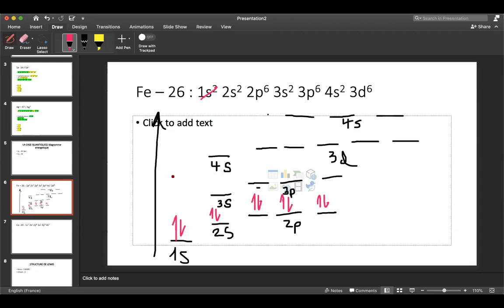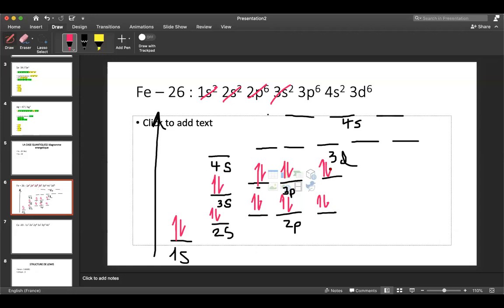The 2 you're seeing here is the 2 you're seeing here. The 6 you're seeing here is the 1, 2, 3, 4, 5, 6. When I come to 4S to 3S, spin up, spin down. When I come to the 3P, so not 3S, spin up, spin down, spin up, spin down, spin up, spin down.